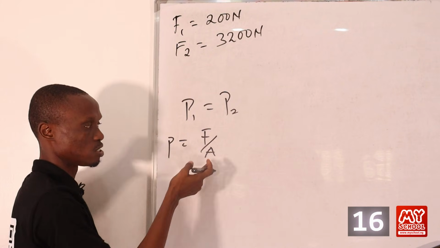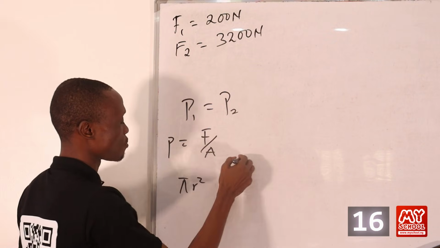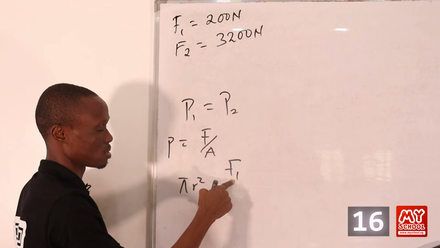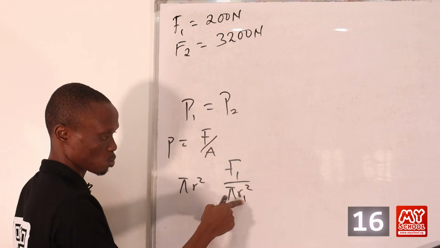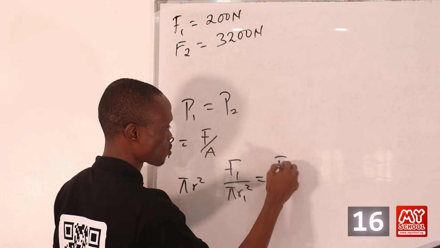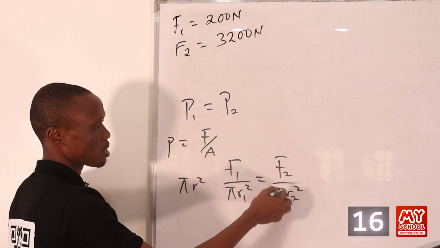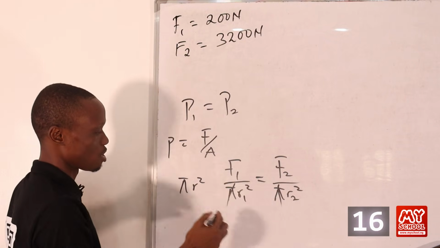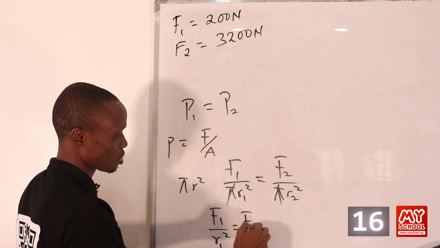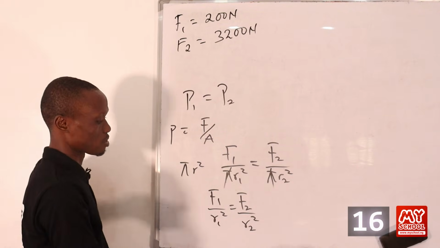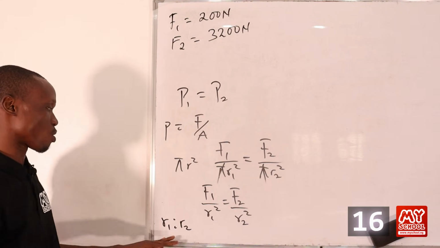But in this question, there's no area given. So remember that area is pi r squared. So you'll have F1, representing the small piston, over pi r1 squared, for the smaller radius, equals F2 for the bigger piston over pi r2 squared. So from here, pi can cancel out pi, so that we have F1 over r1 squared equals F2 over r2 squared.